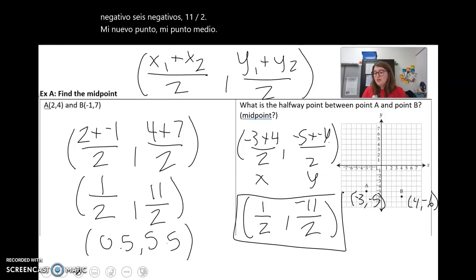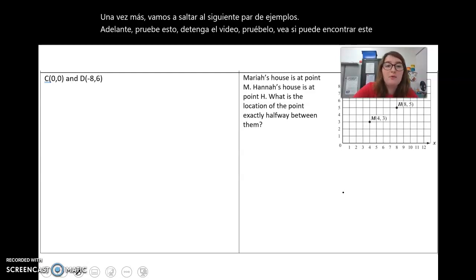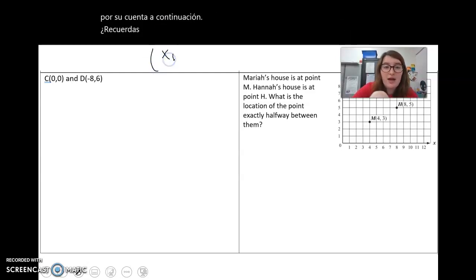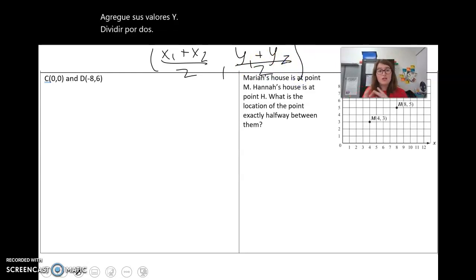Again, we're going to jump on down to the next couple of examples. Go ahead, try this. Pause the video, try it. See if you can find this one on your own next. Remember our midpoint. Add your x values, divide by 2. Add your y values, divide by 2. We're looking for a new point.